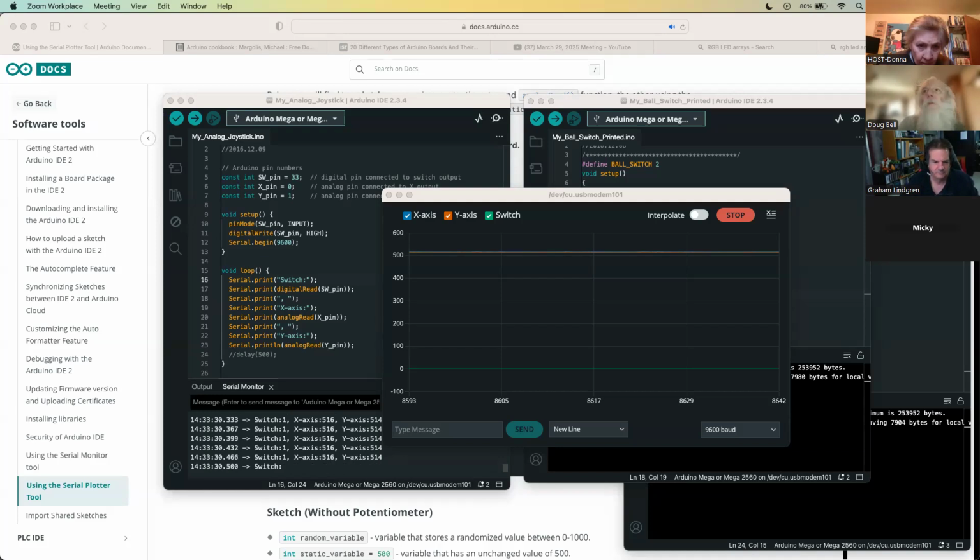The windows from the Zoom have made it through. Isn't that interesting? And then we have my program running there, and yep, X, Y. So the program is a mashup of my analog joystick, which is one of the examples from the kit, and all I had to do is make little changes to the loop function so that it adhered to the format required by the serial plotter.